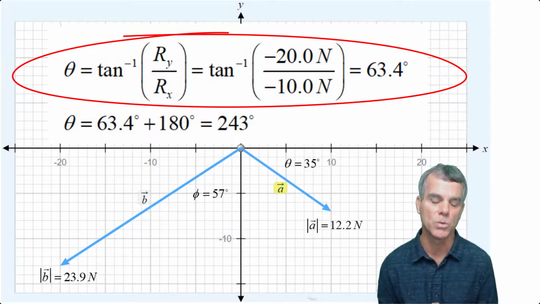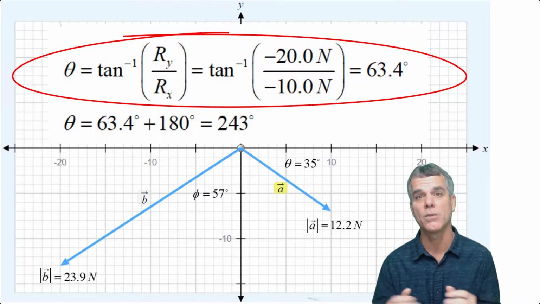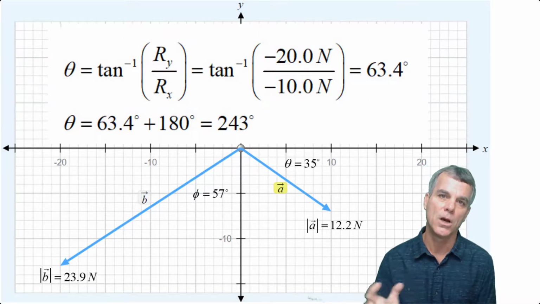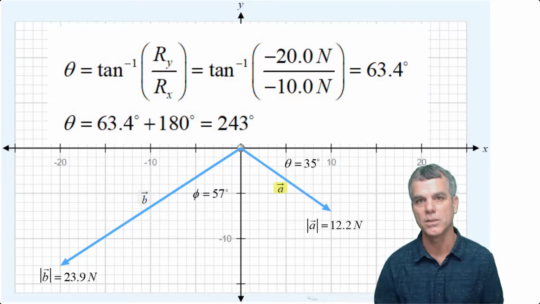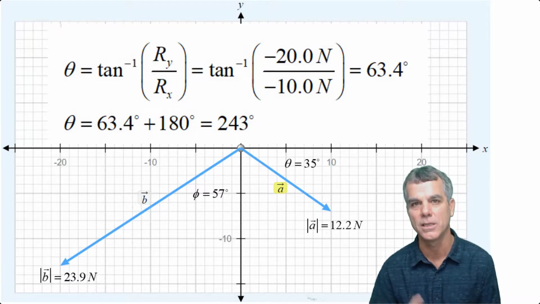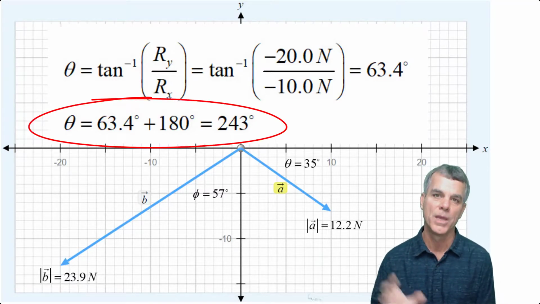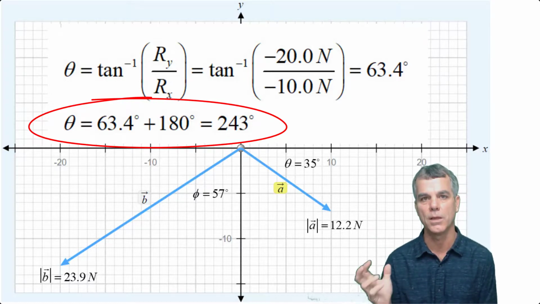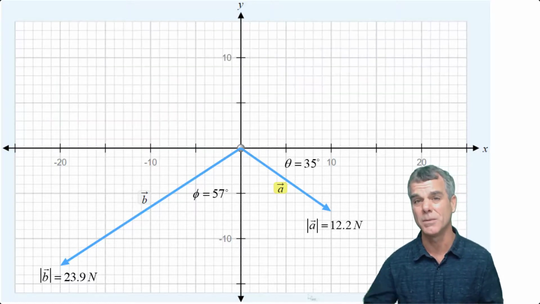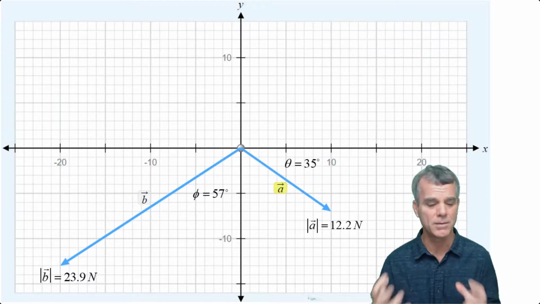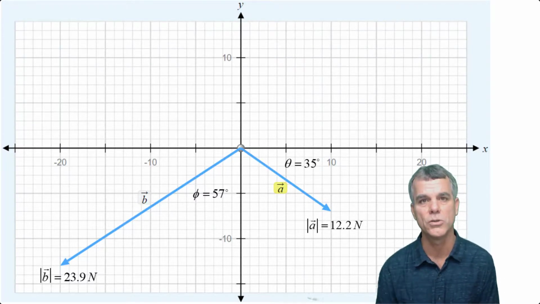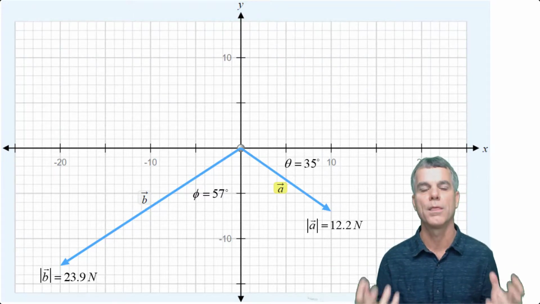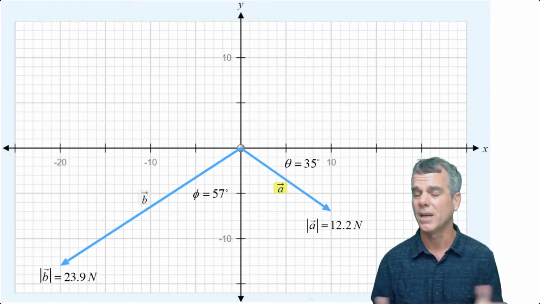The calculator will give me an answer of 63.4 degrees. But that is in the first quadrant. Our angle should be in the third quadrant, so we add 180 degrees to the answer our calculator gives us. The angle is actually then 243 degrees. So the sum of these two force vectors has a magnitude of 22.4 newtons and an angle of 243 degrees. And that's really it.